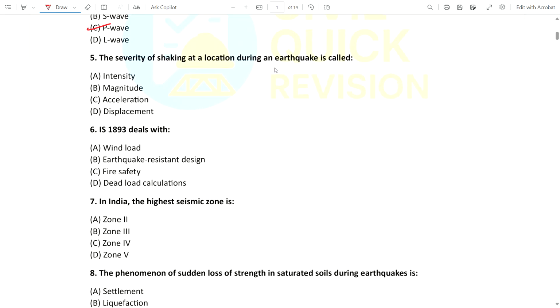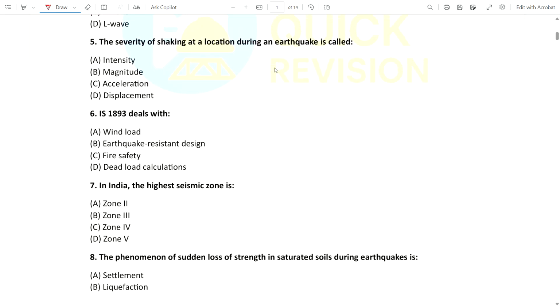Now coming to question number 5, the severity of shaking at a location during an earthquake is called what? It's intensity, magnitude, acceleration, or displacement. Okay, as I have already discussed in my theory video, you can go through that. After that you attempt these questions. The severity of shaking at a location during an earthquake is called intensity.